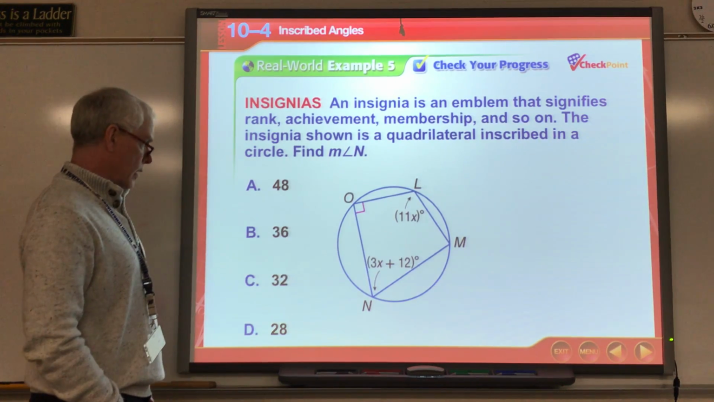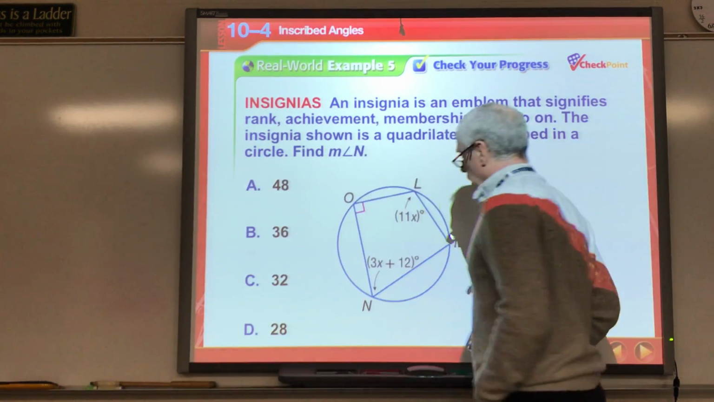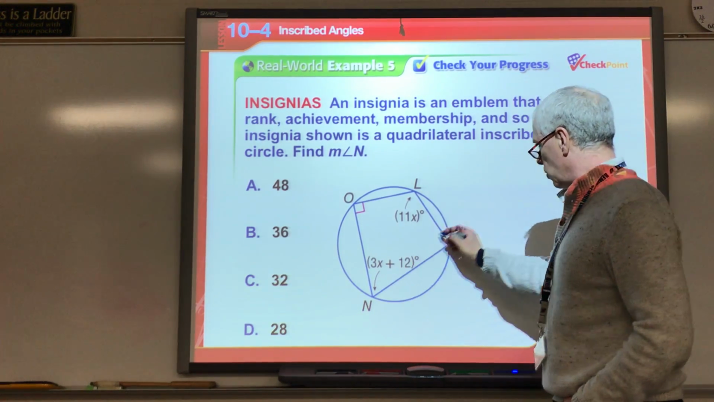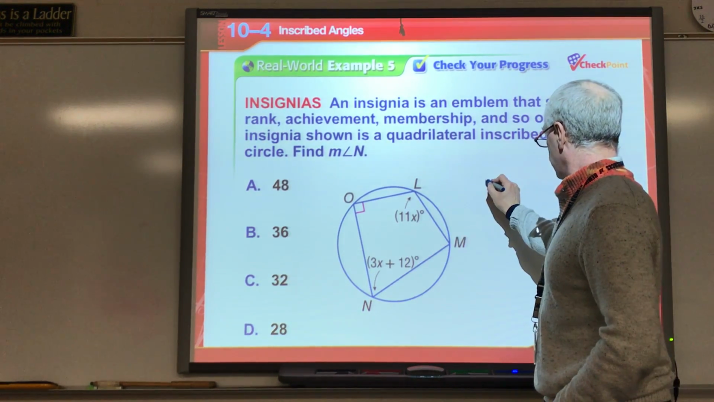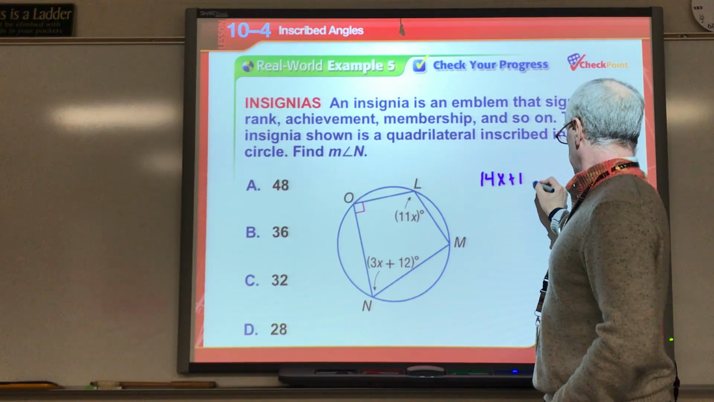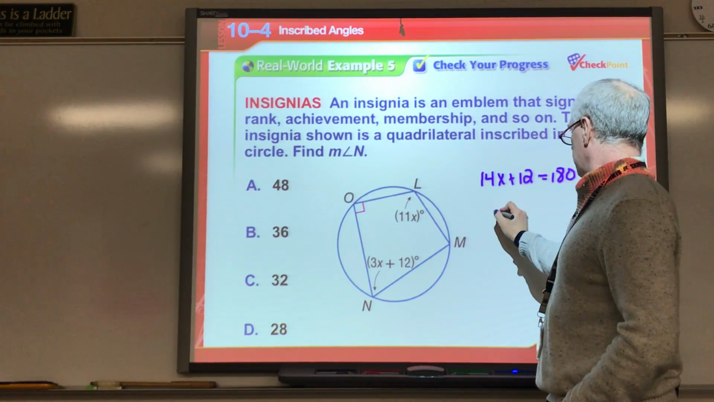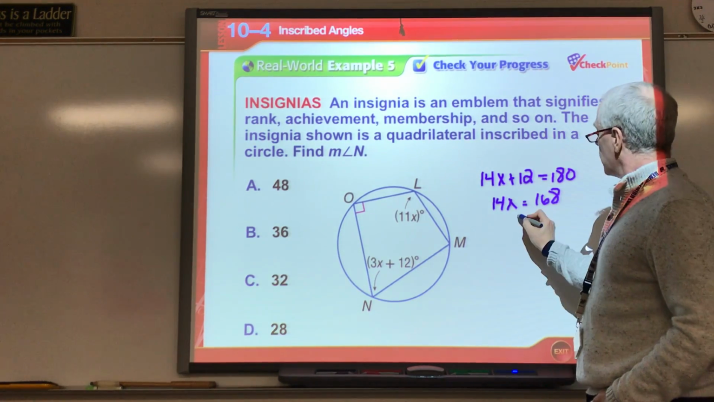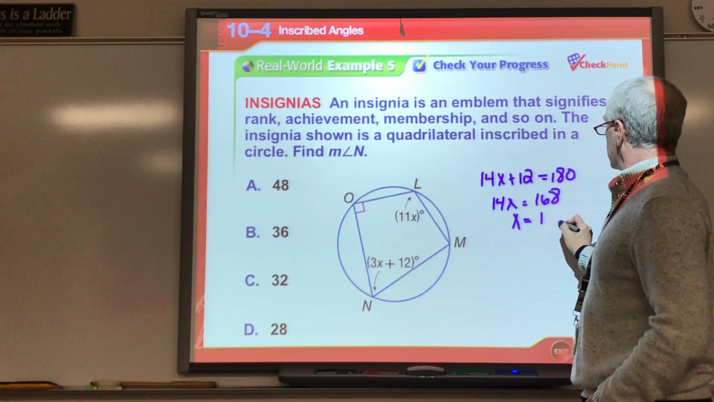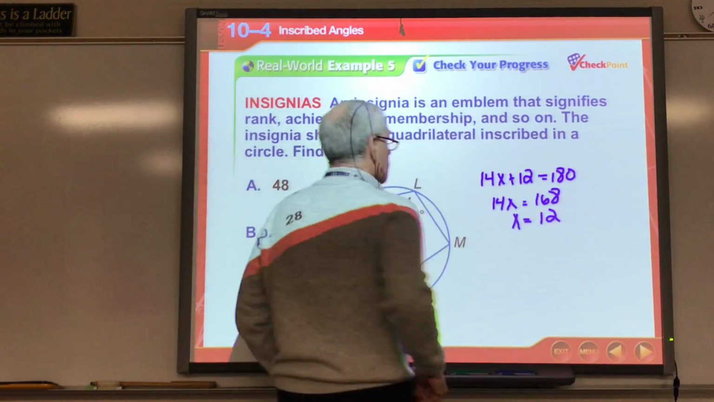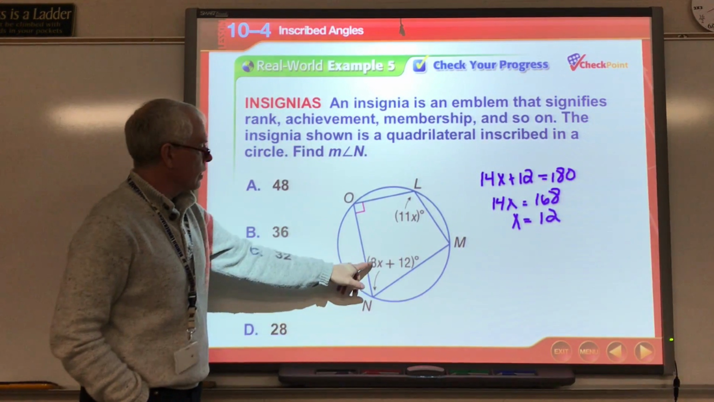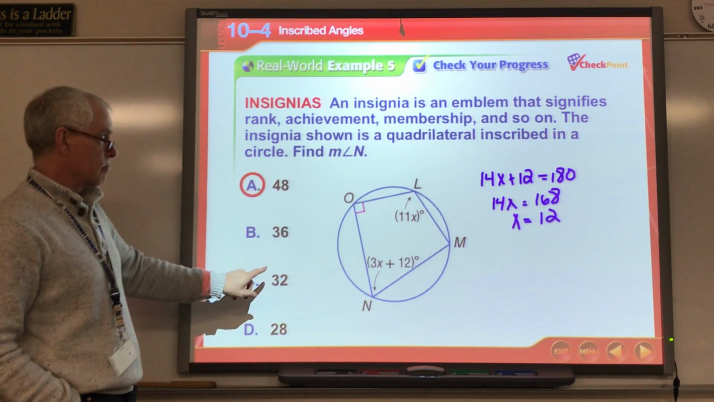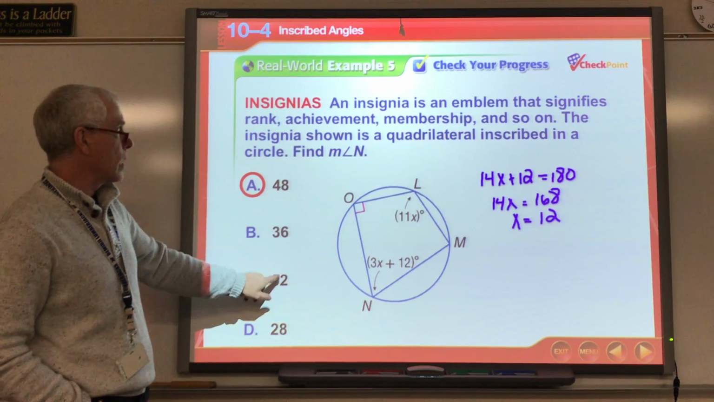I'm trying to find the measure of angle N. I've got a quadrilateral inscribed in a circle. So these opposite ones add up to 180. So 11x and 3x is 14x plus 12 equals 180. Subtract 12. Divide by 14 and I get, I think, 12. And I'm looking for N, so I'm going to put that back in. 3 times 12 is 36, plus 12 is 48. Add up the opposite ones, set them equal to 180, you guys.